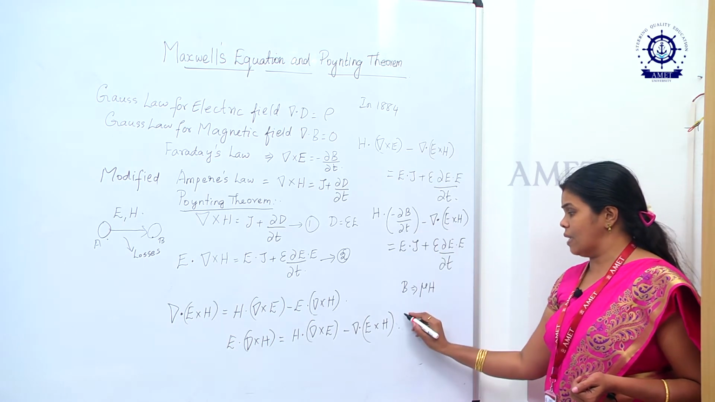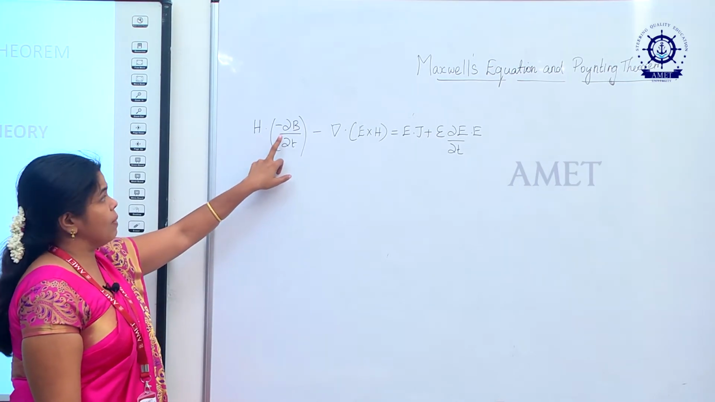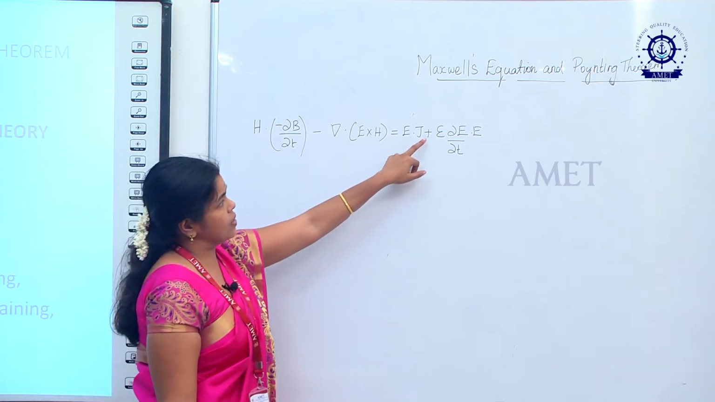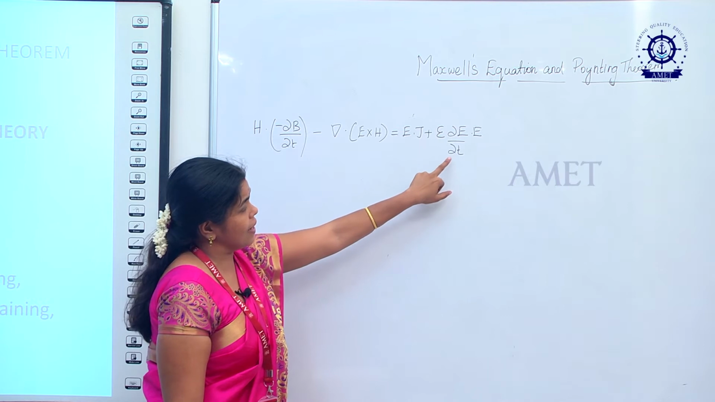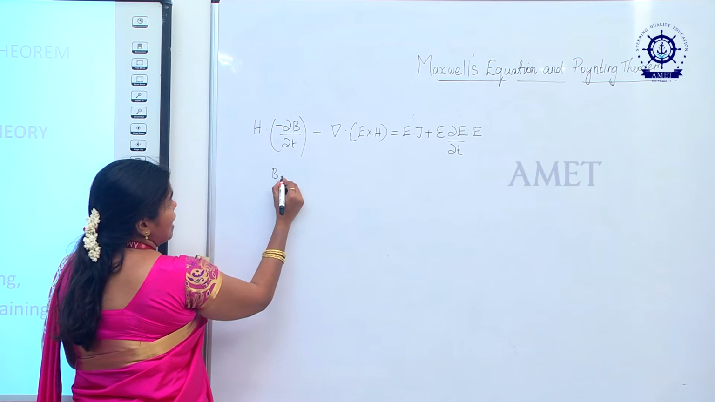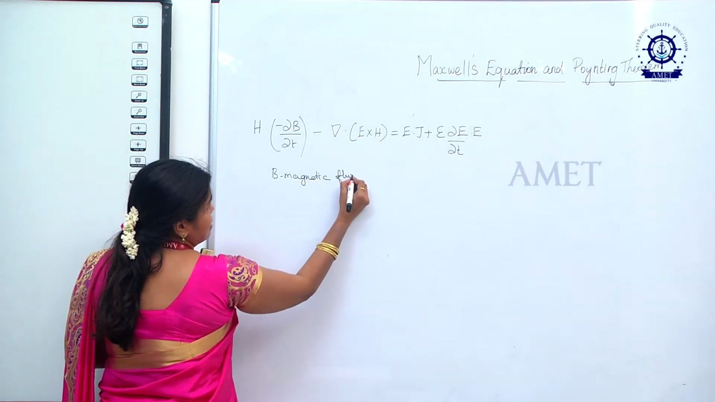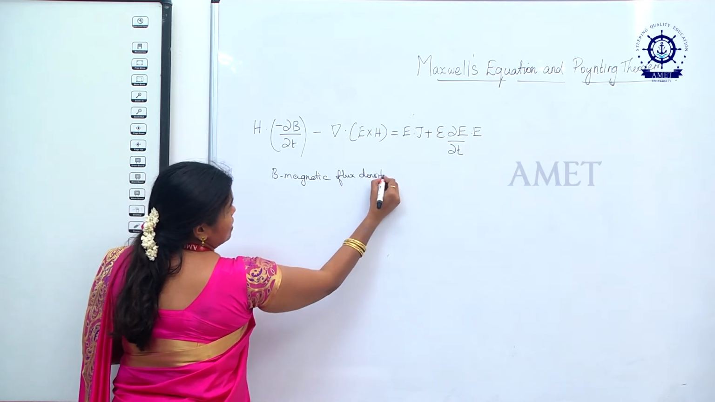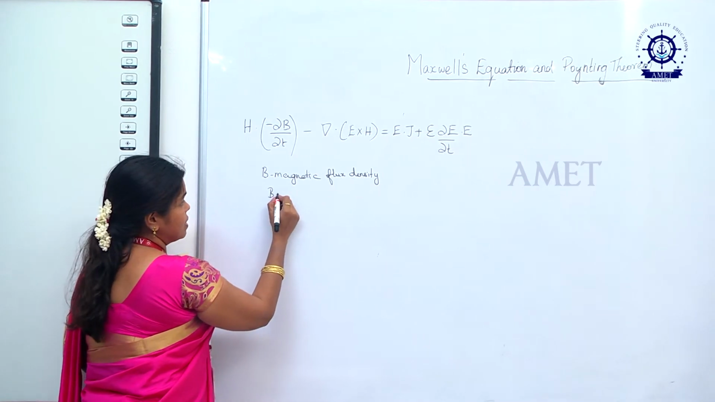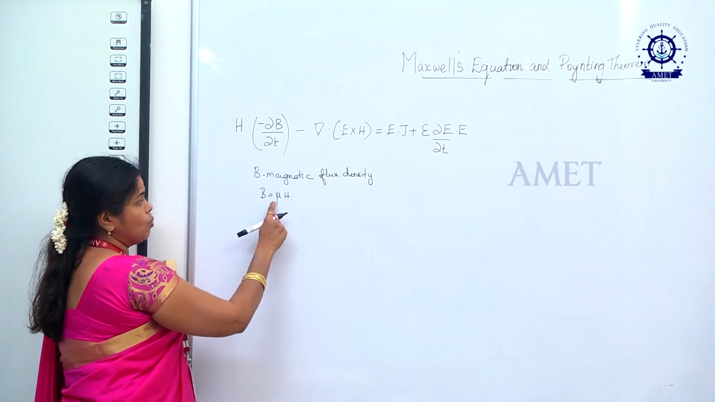So consider this equation: minus H dot dou B by dou T minus del dot E cross H, which is equal to E dot J plus epsilon E dot dou E by dou T. In this equation, B is the magnetic flux density, which can be written in terms of the magnetic field intensity. So B is equal to mu into H. In the place of B, you substitute mu into H.